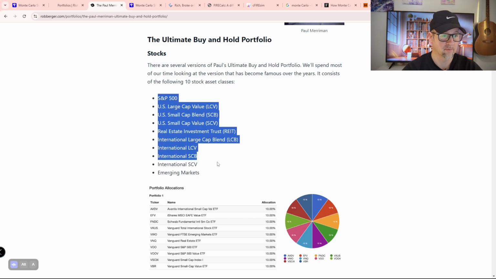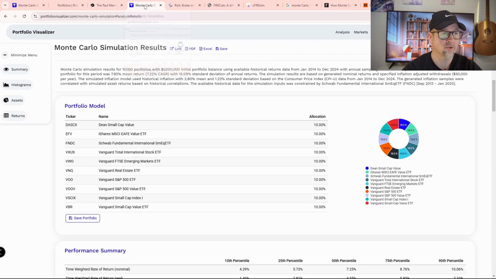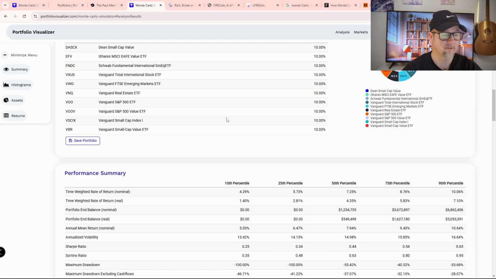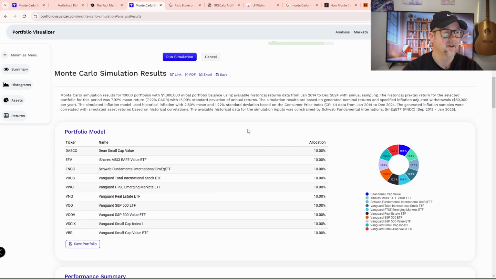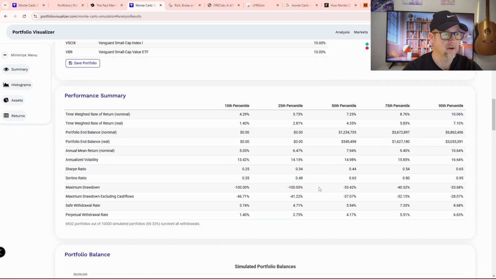It comprises these stocks or ETFs. Then we go to the Monte Carlo itself, Portfolio Visualizer, and we put in those values. Those ETFs are each valued at 10% weight. So here we get the performance summary, and we can see our safe withdrawal rate is 8.68, and our perpetual withdrawal rate is 6.63%.